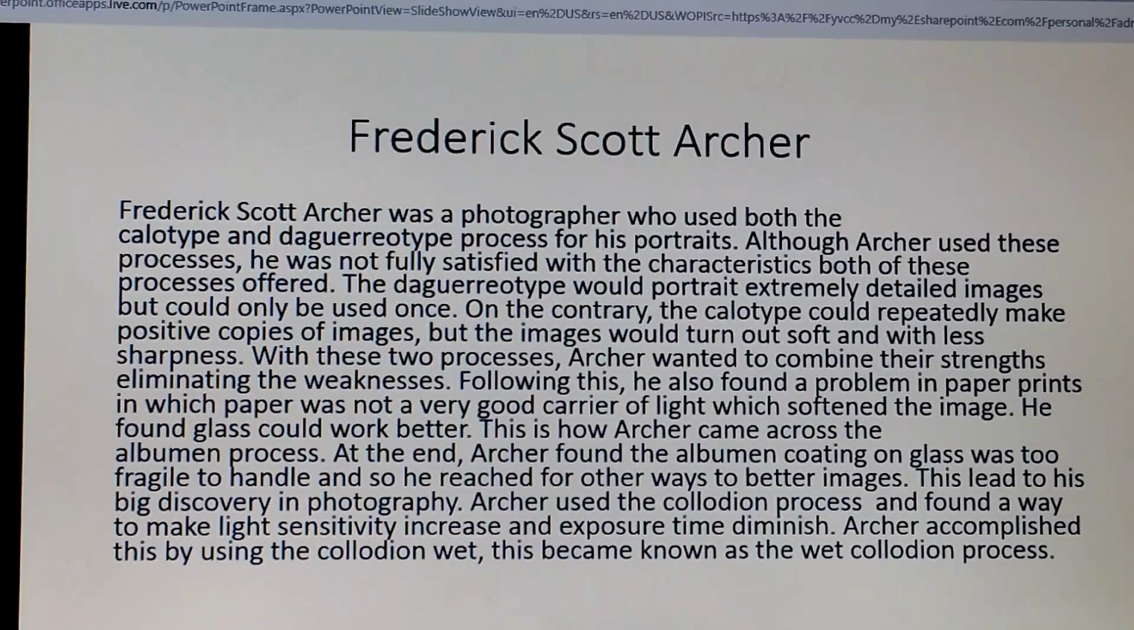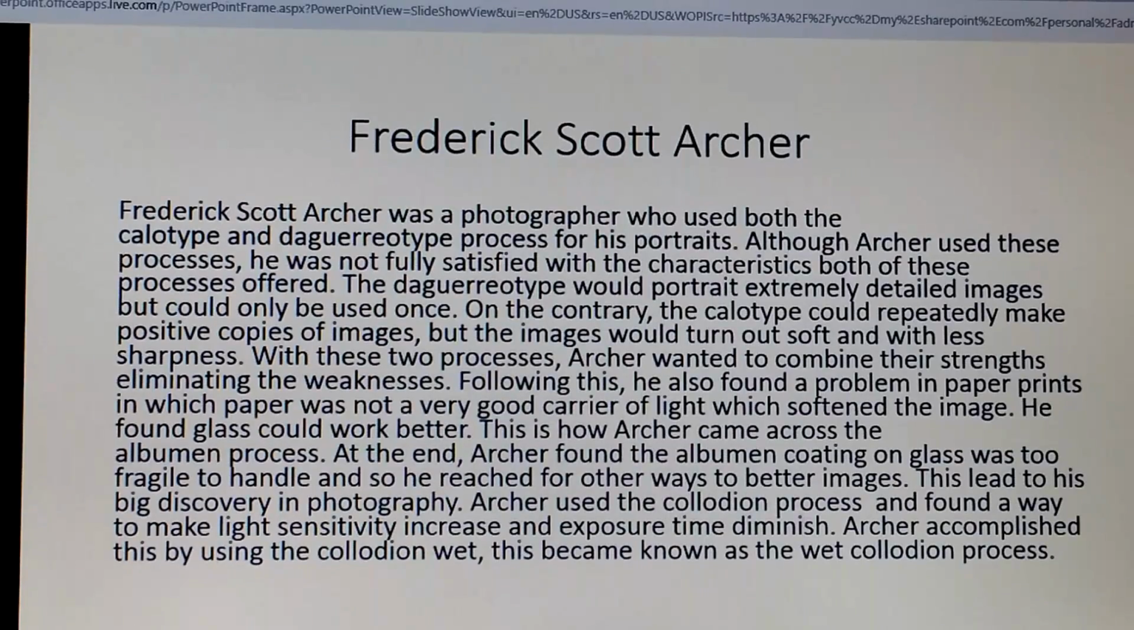One of the photographers I chose that used albumin was Frederick Scott Archer, who used both the calotype and the daguerreotype at the beginning for his portraits. Although Archer used these two processes, he was not fully satisfied with the characteristics both of these would offer in the end. The daguerreotype would portray extremely detailed images but could only be used once.